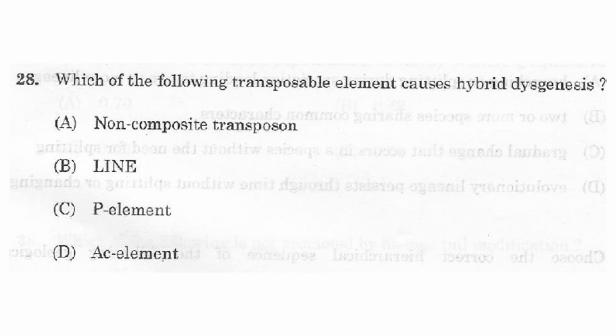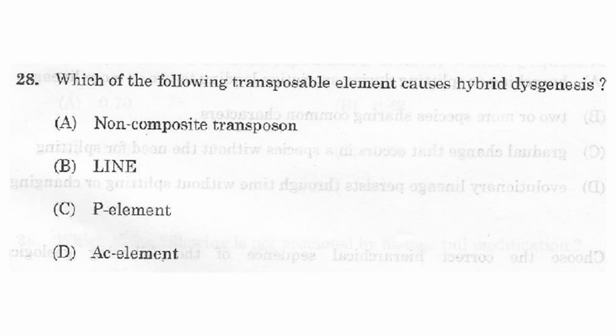Then which of the following transposable element causes hybrid dysgenesis? So hybrid dysgenesis results in sterility or genetic abnormalities of the offsprings if there is a cross between different strains of the same species. Different strains of the same species upon crossing will give rise to offsprings that are sterile or have certain genetic abnormalities. That is called as hybrid dysgenesis.